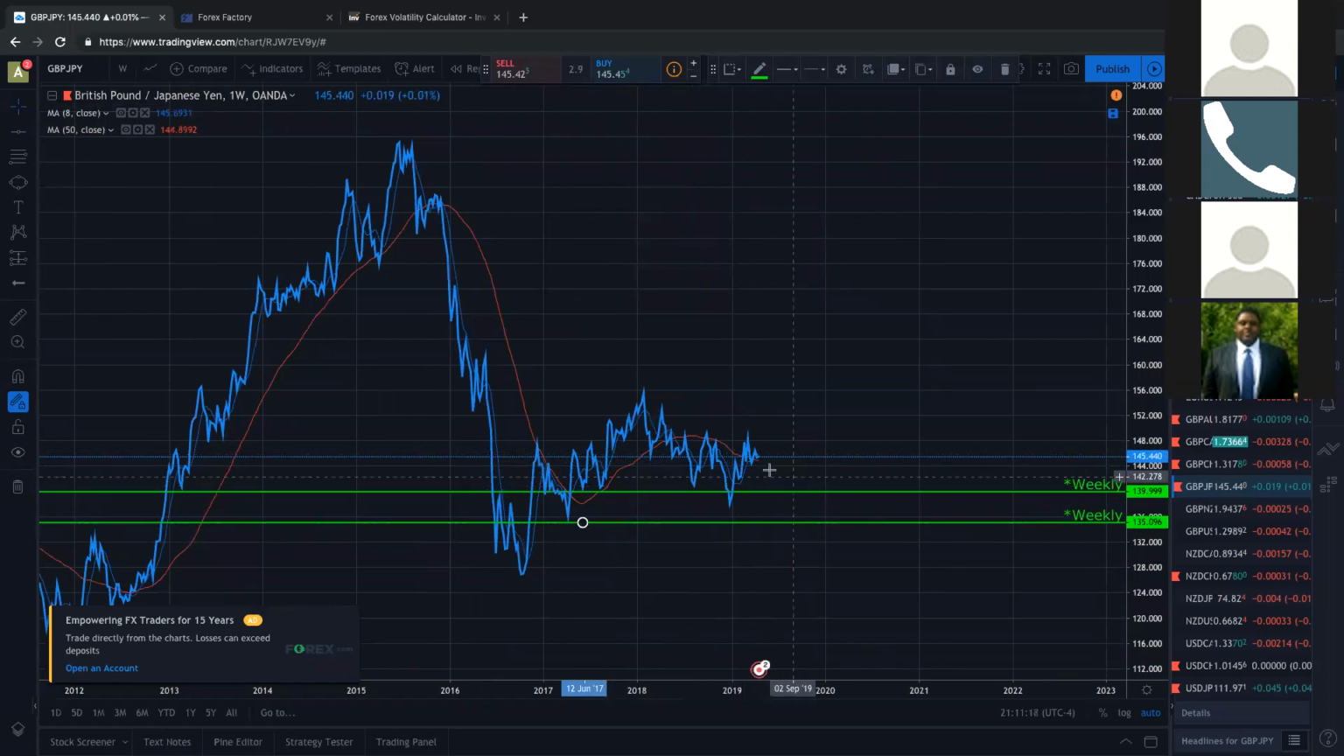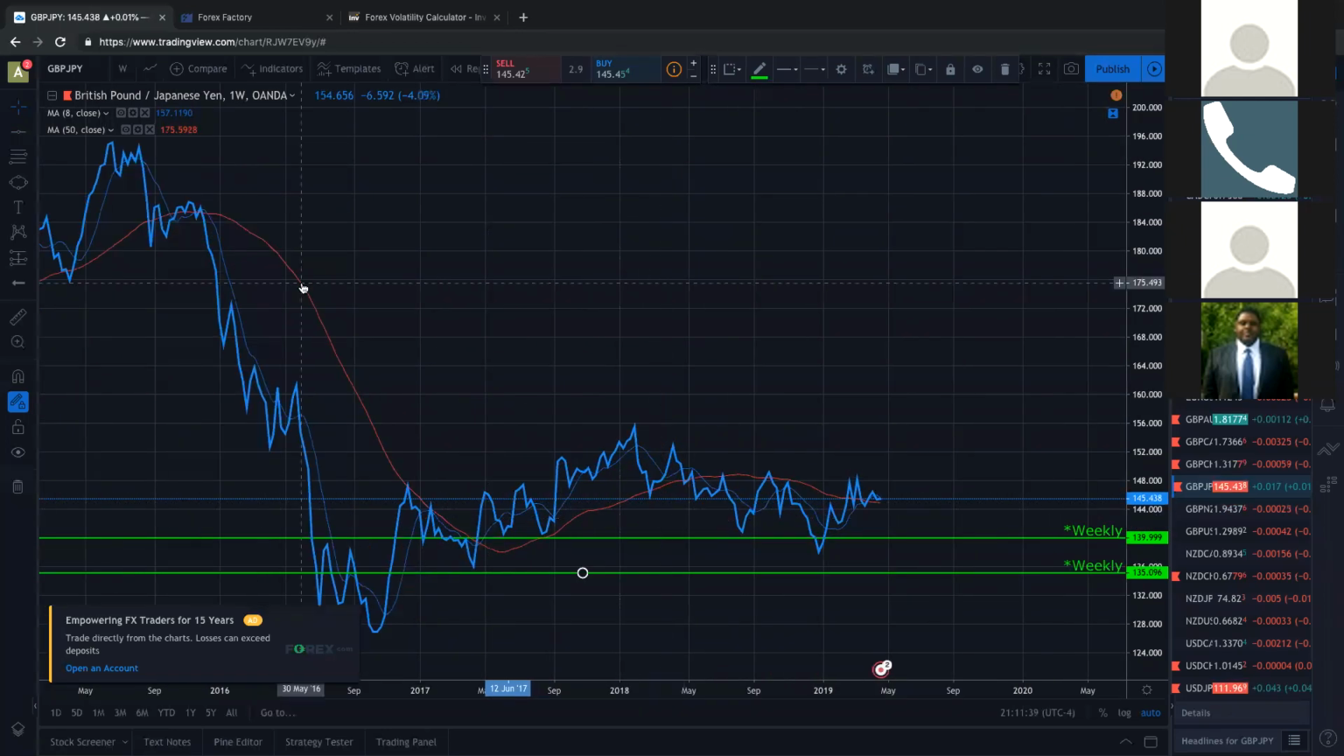But right now, these two lines are considered support. Why? Because they're below price. So price comes here, it's support. If it breaks below it, it's now resistance. If it comes down to this level, it's support. If it breaks below it, it's now resistance. Okay? So we're looking at those two levels.